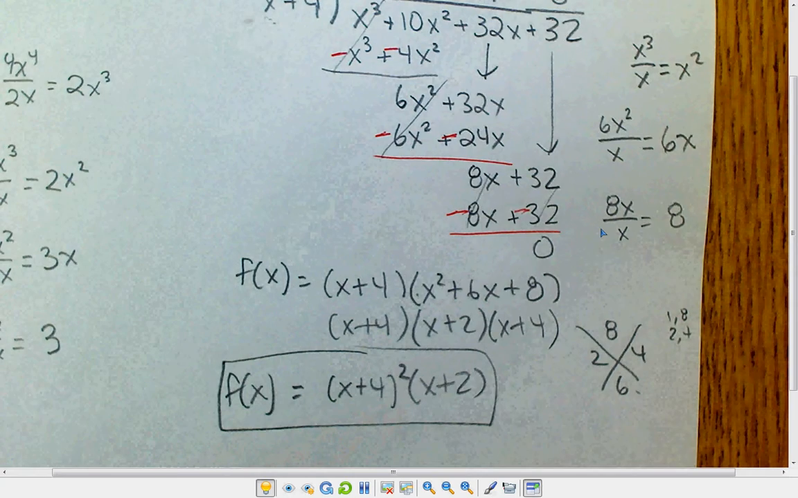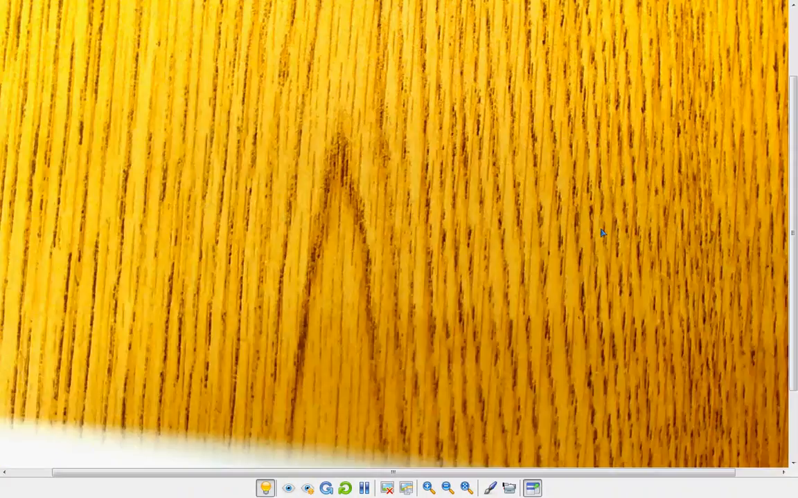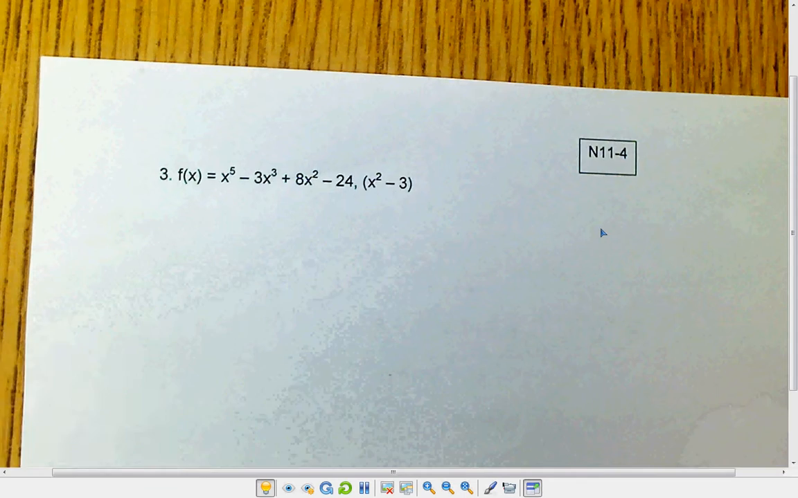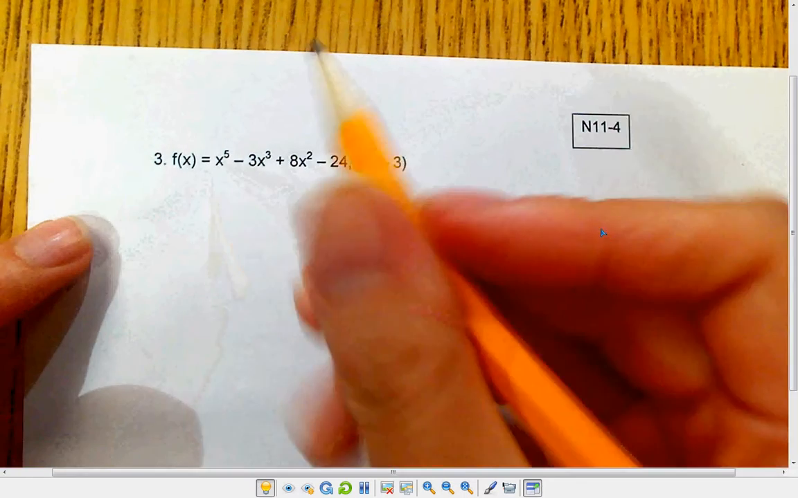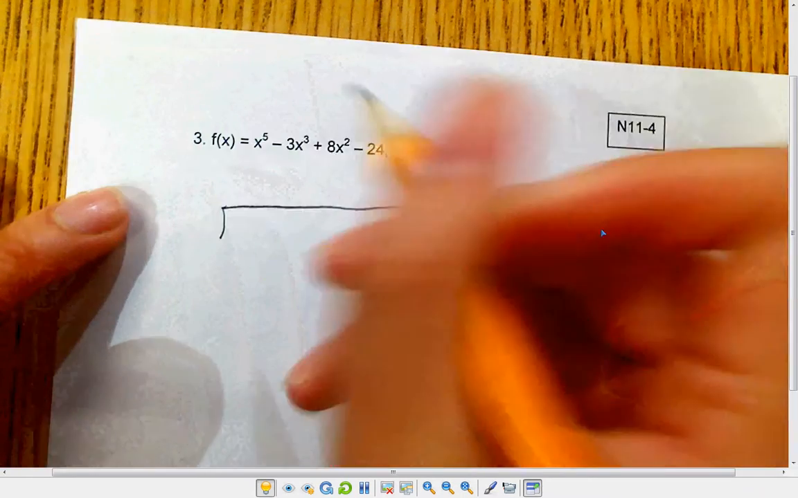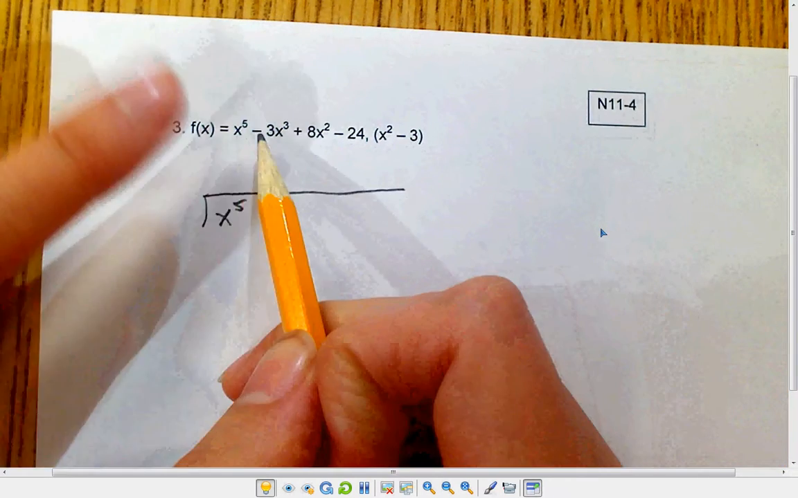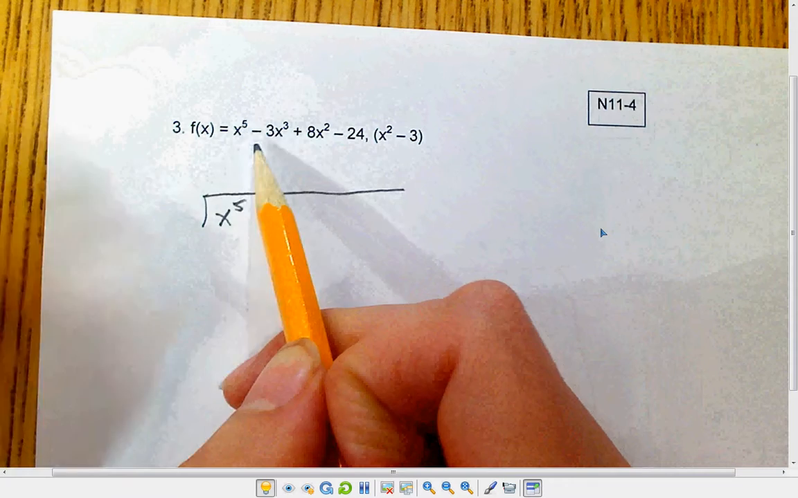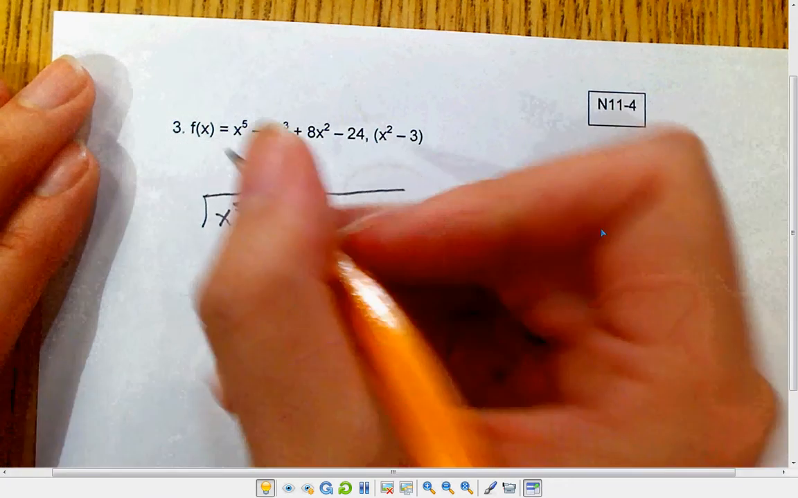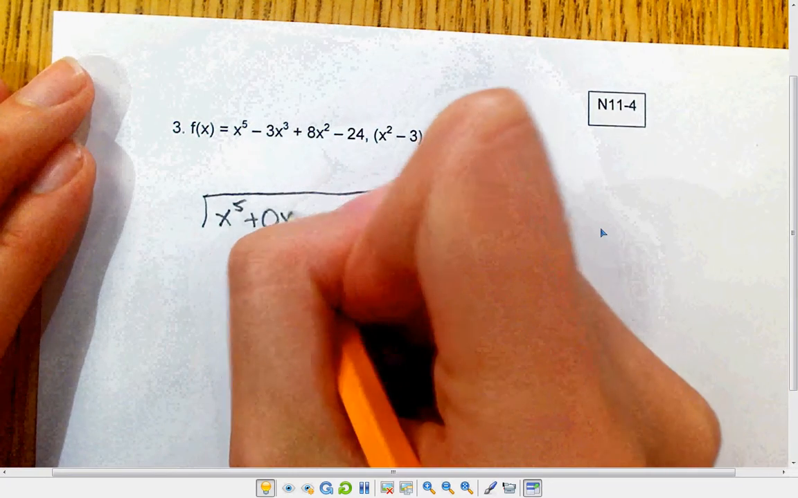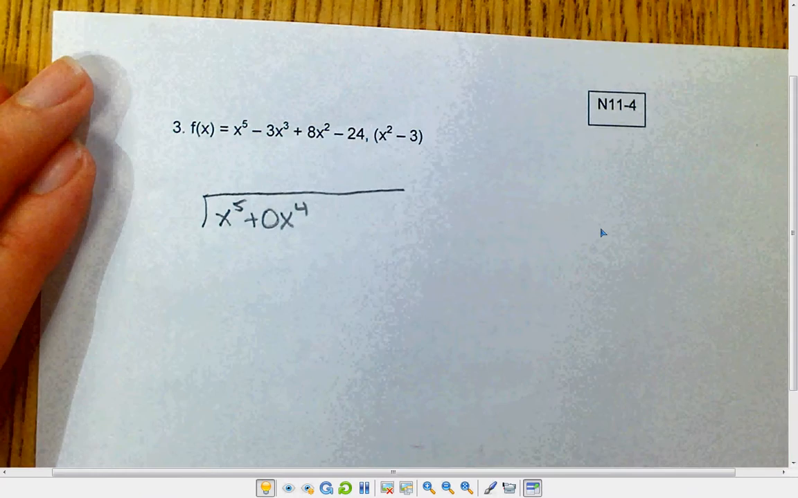Okay, one last example, and then we're going to practice. Let's flip to the back. Okay, so again, I'm going to start off with the long one. So we have x to the 5th as our first one. Again, we want to make sure there's no gaps. So our next term should be x to the 4th. But as you can see, there is no x to the 4th. So this is where we're going to put the plus 0x to the 4th as a placeholder.